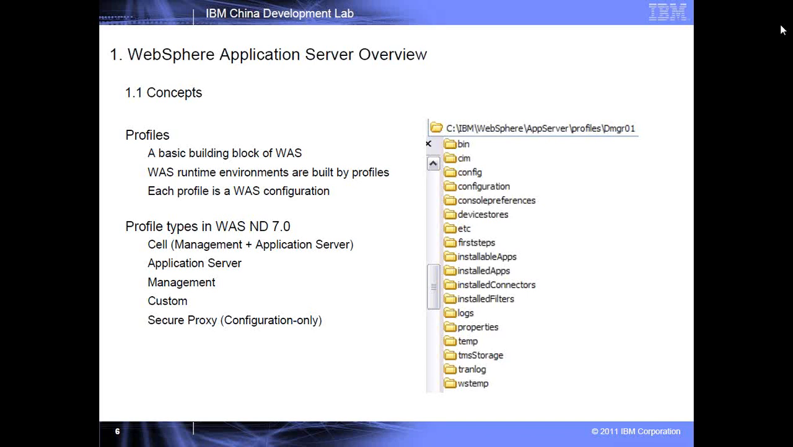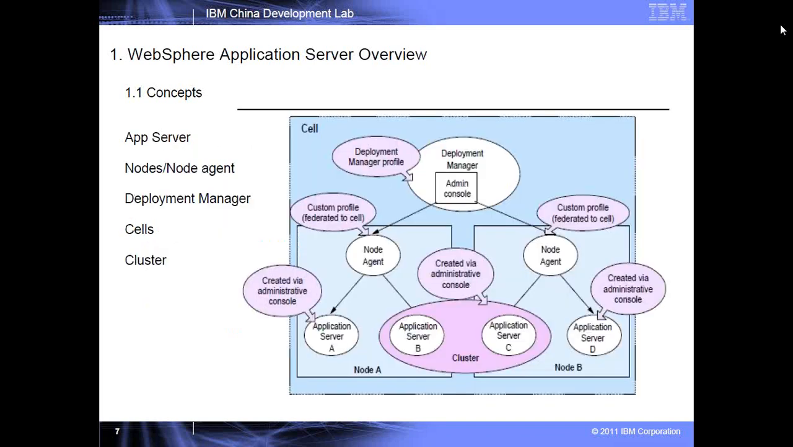So that is how this profiles concept comes into the picture. When you come to the next slide, this is the basic diagram where you can understand it very clearly. See, this is one deployment manager, and under this we have application server A, application server B, application server C, application server D. So four application servers are mapped to one DMGR, right? Clear? Yeah. So this is how the architecture would look.